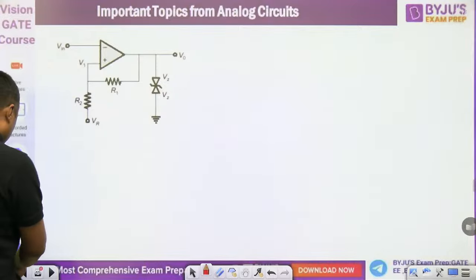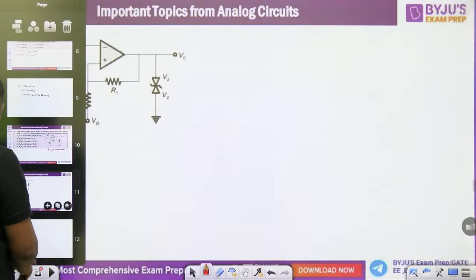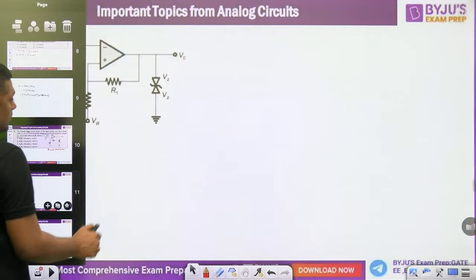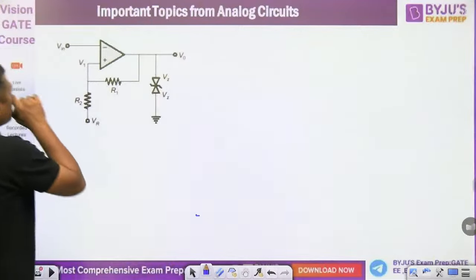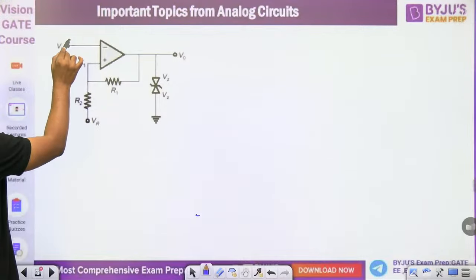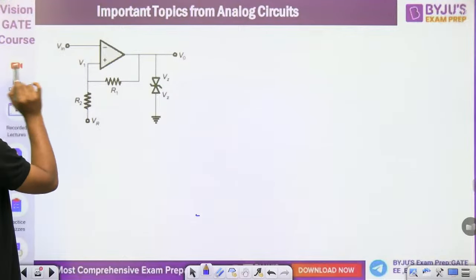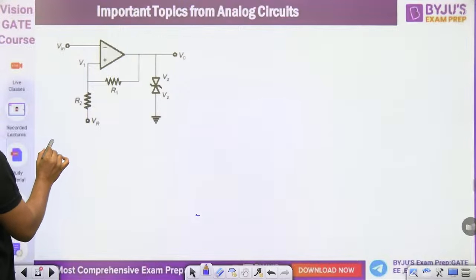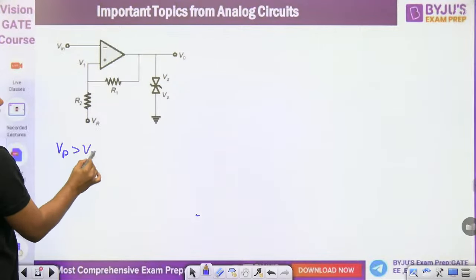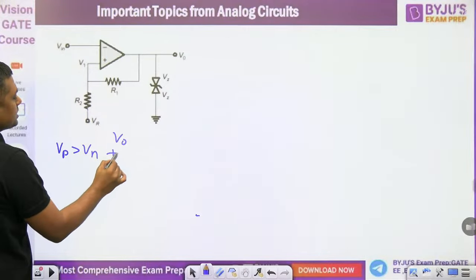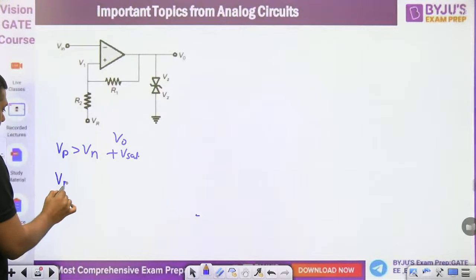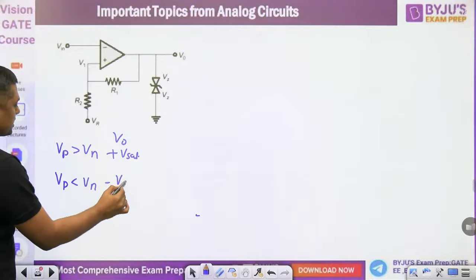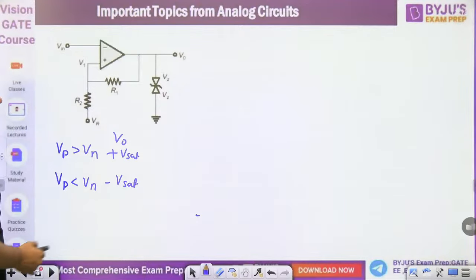Here the output has two levels, plus Vset or minus Vset. Watch this. This is the positive terminal voltage, and this is the negative terminal voltage. If the positive terminal voltage is greater than the negative terminal, the output is plus Vset, limited because of the Zener diode. If Vp is less than Vn, then we have minus Vset. A negative value and a positive value.